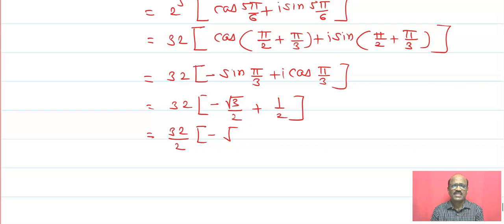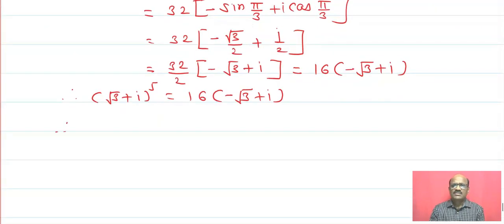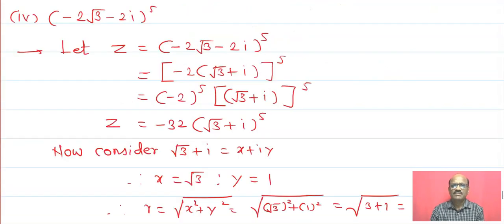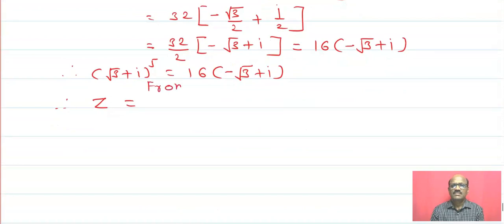Now substitute the values. That is 32 times minus root 3 upon 2 plus i upon 2. Take 2 as common. Then you are getting 32 upon 2 in bracket minus root 3 plus i, that is 16 in bracket minus root 3 plus i. This is the value. Therefore, again we have from 1, the value is minus 32.